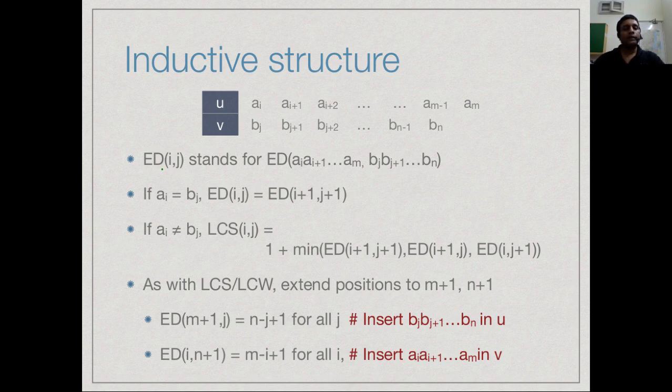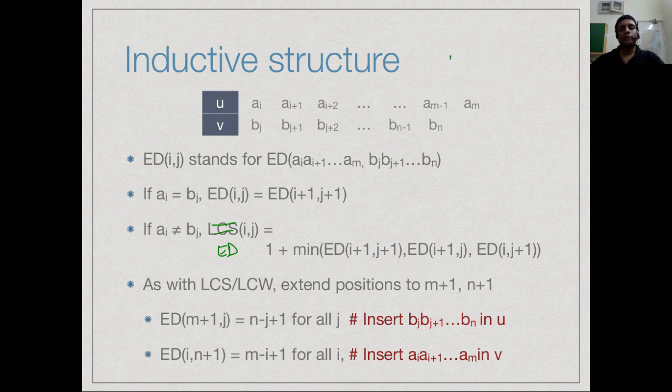So ED, the edit distance for the words starting at i and j: if AI is equal to BJ, it is ED of i plus 1, j plus 1. If it is not equal, then it is 1 plus the minimum of the edit distance of these three different subproblems. As usual, we extend this to m plus 1, n plus 1, but the interpretation is now different. If one of the words is empty, then the number of changes I need to make is to insert everything from the other word here.